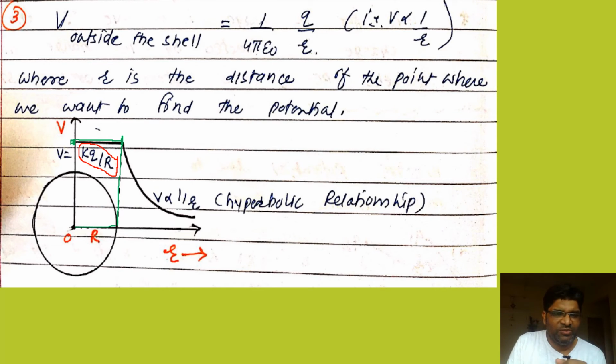Now as you move away from the surface of the sphere, it varies hyperbolically, that we have seen in an earlier chapter as well, because the potential is inversely proportional to the distance. Now it is small r, earlier it was capital R. You have to differentiate between these two. Capital R means you are at the surface, or you might be between the center of the sphere and the surface. And small r means you are moving away from the sphere. Got it?